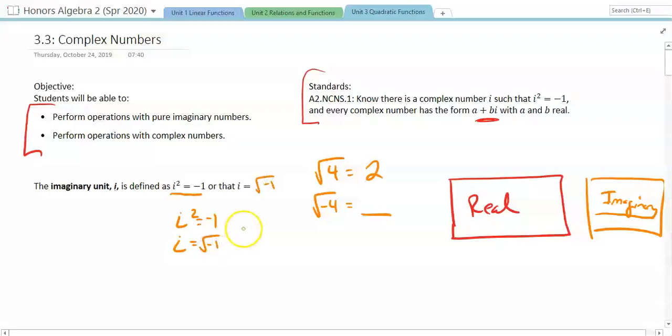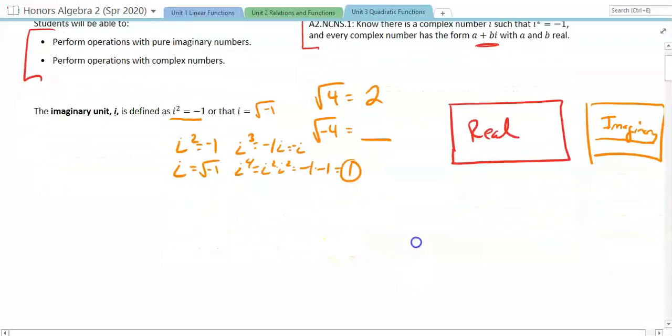Now we're going to talk about a couple more powers of i, because they are going to be periodic. i cubed would be i squared times i, and so that's -1 times i, which is just -i. And then i to the 4th would be i squared times i squared, and so that's -1 times -1, which is +1. And so what we get is that every 4 powers of i is just 1. We're going to look at some examples of this in a second on how to simplify these higher powers of i.